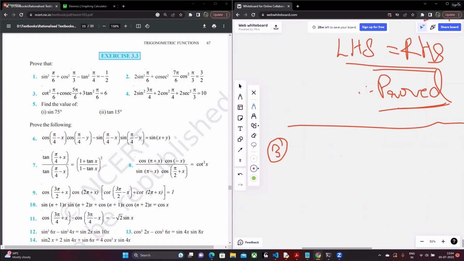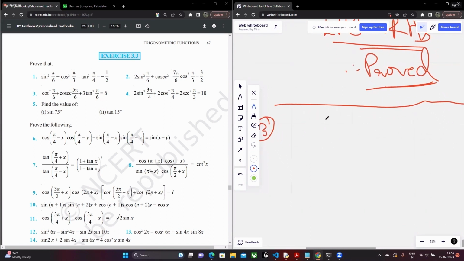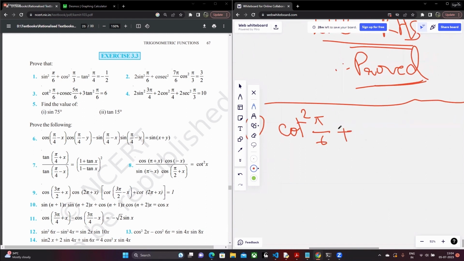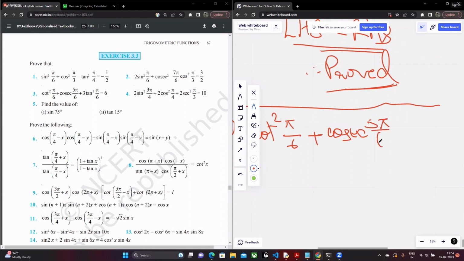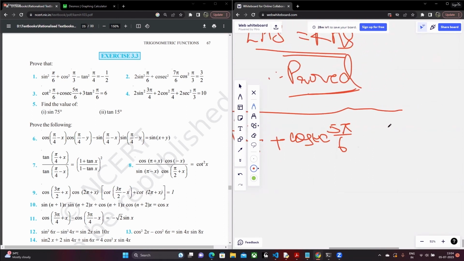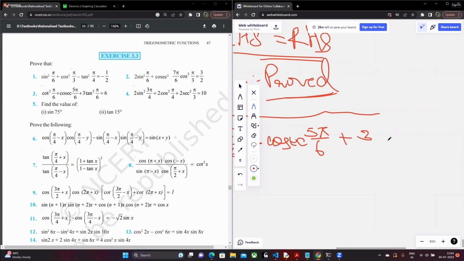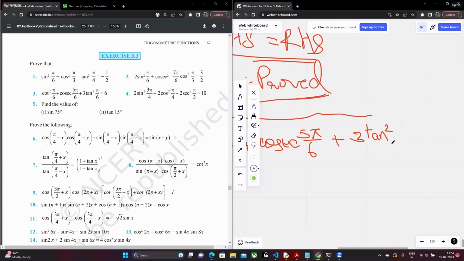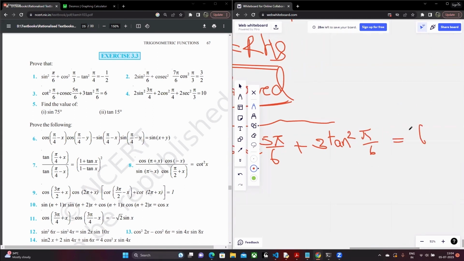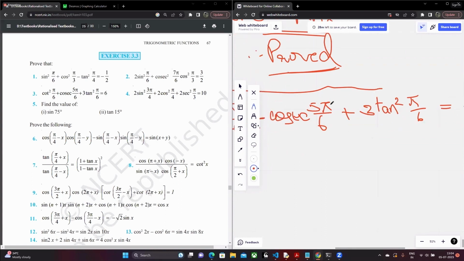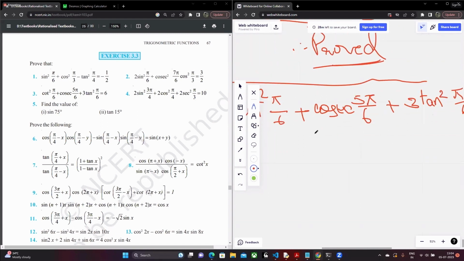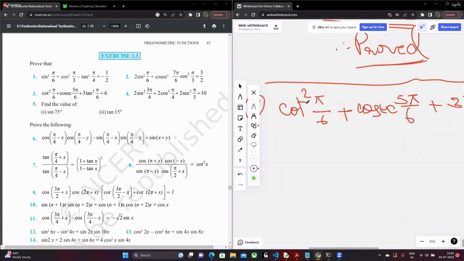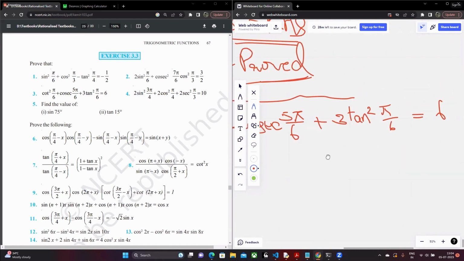Cot square pi by 6 plus cosecant of 5 pi by 6 plus 3 tan square pi by 6 is going to be equal to 6. First of all, note that this is pi by 6, this is 5 pi by 6, this is again pi by 6. All our standard angles, you can basically substitute the values of these standard angles inside the equation. You don't really need to think a lot on it.